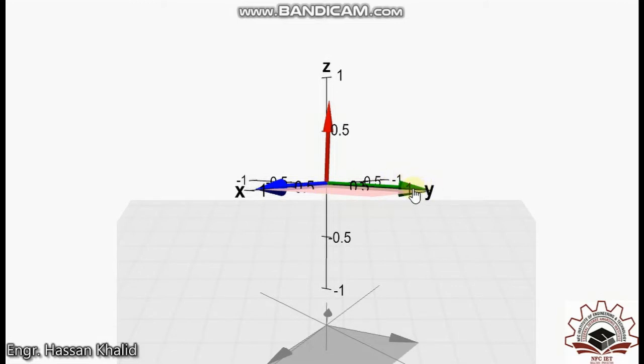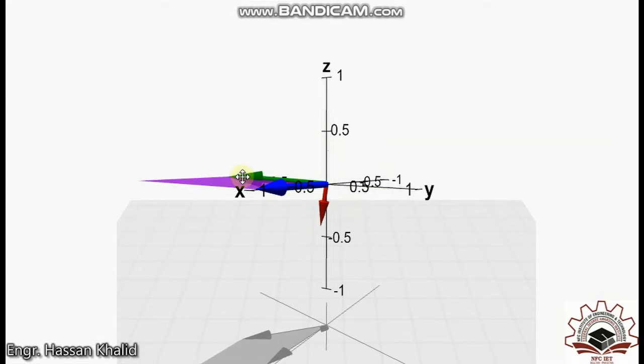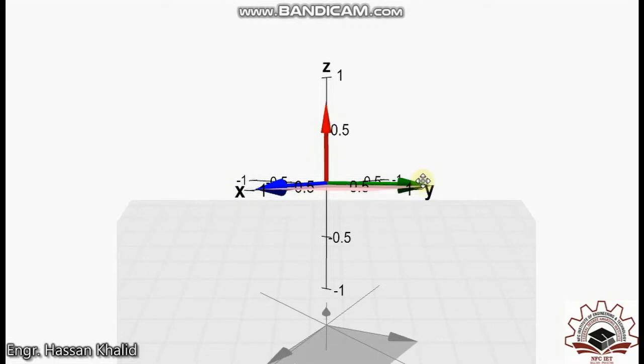Now if I change this magnitude from the positive y direction toward the negative y, you can see that the perpendicular vector has gone toward the negative side, and when I move it once again toward the positive side, it becomes the positive perpendicular vector, that is the resultant of these two vectors.